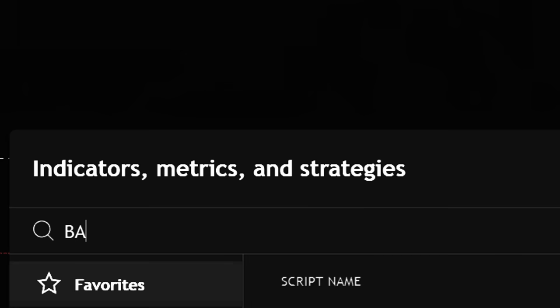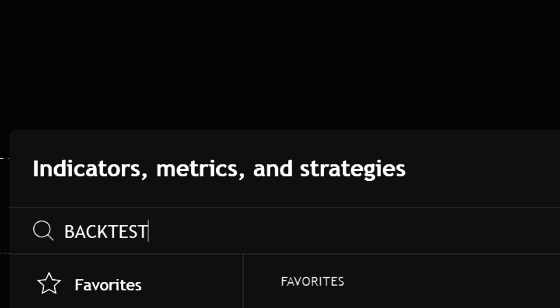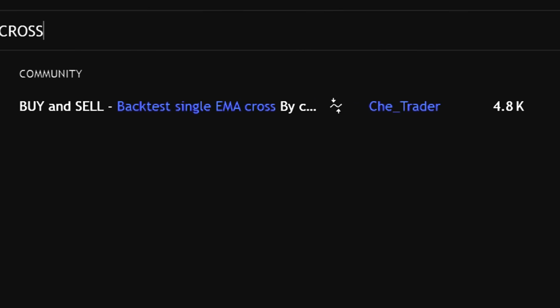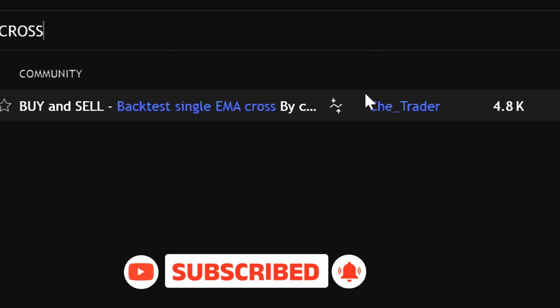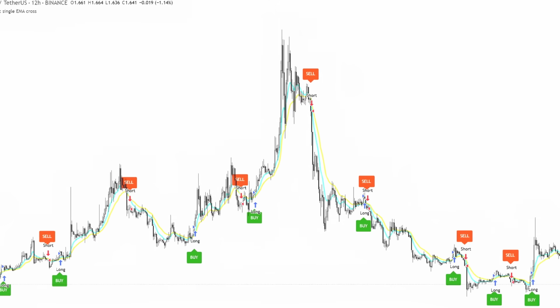Head up to the Indicators tab at the top. In the search bar, type in backtest signal EMA cross. That's the one. Click on it and it'll pop right onto your chart. This is a fantastic tool, especially when you're just starting out, because it literally prints buy and sell signals for you. So, how does it work?